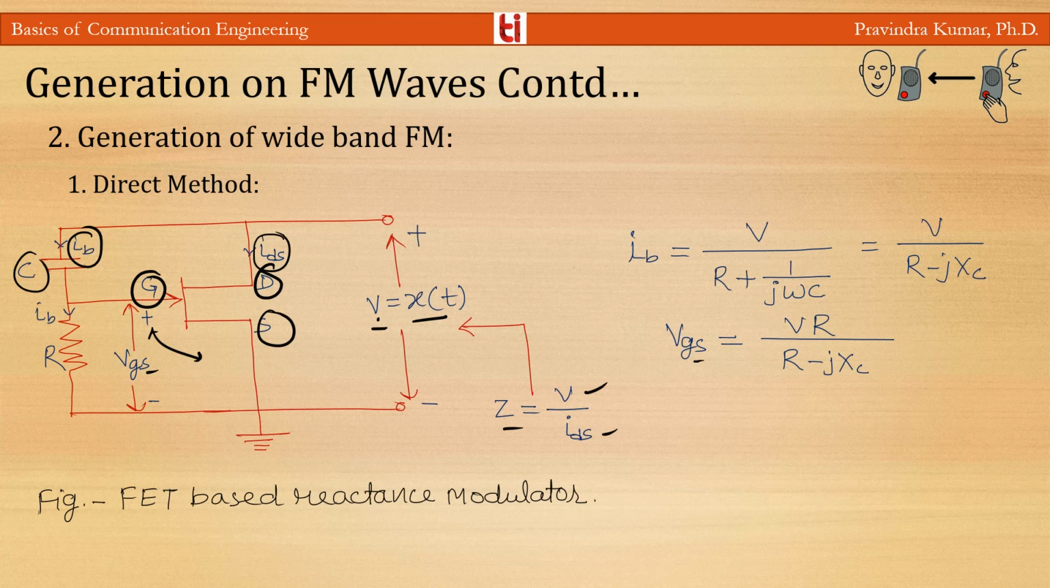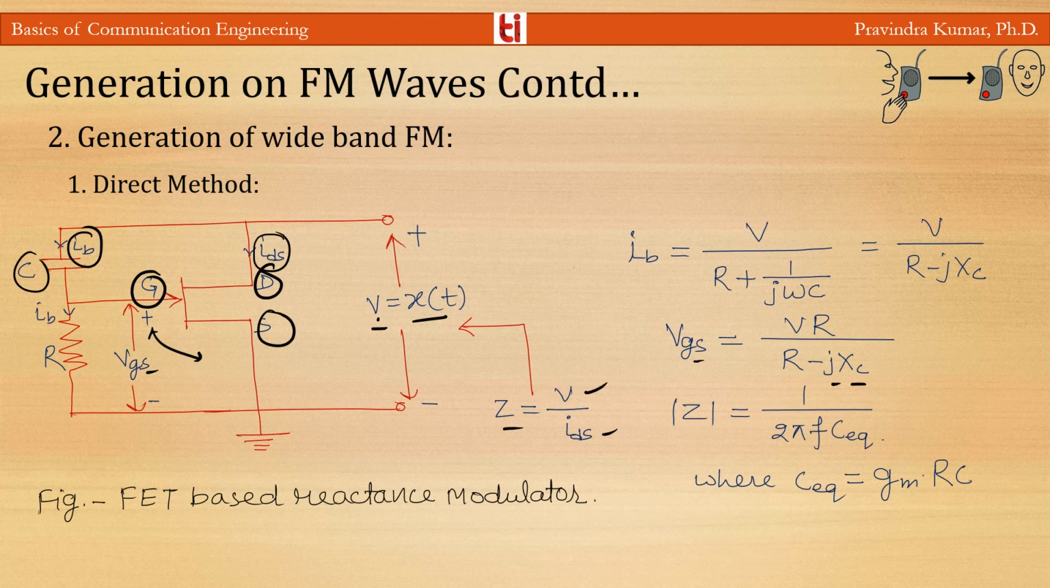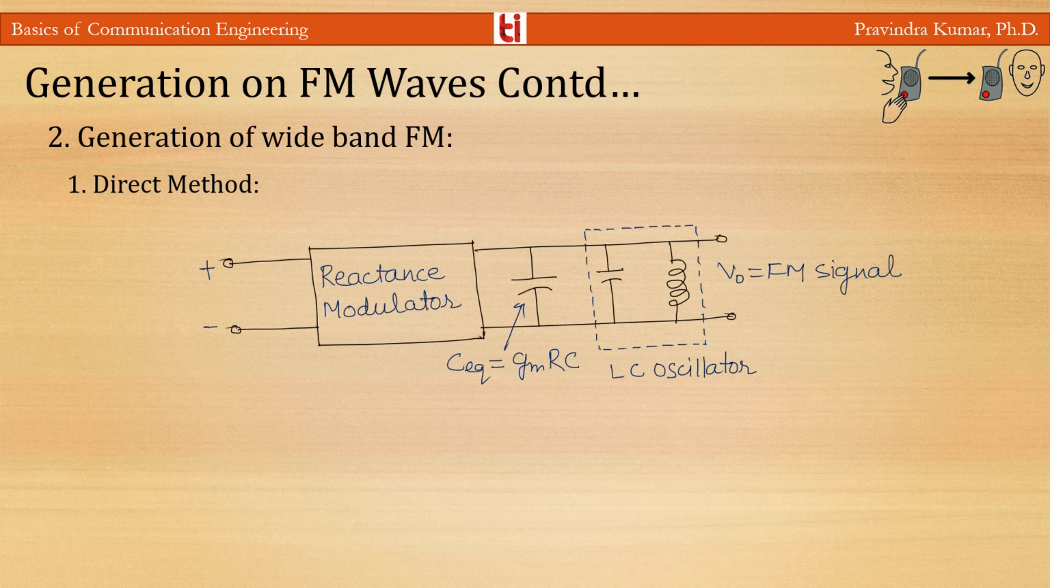will be VR/(R − jXC), and finally the magnitude of the impedance Z will be 1/(2πF C equivalent), where C equivalent is gm times RC. So we can find the equivalent circuit. It will be the reactance modulator, and the C equivalent equal to gm times RC. This is the RC oscillator, and at the output of this oscillator we will get the FM signal.